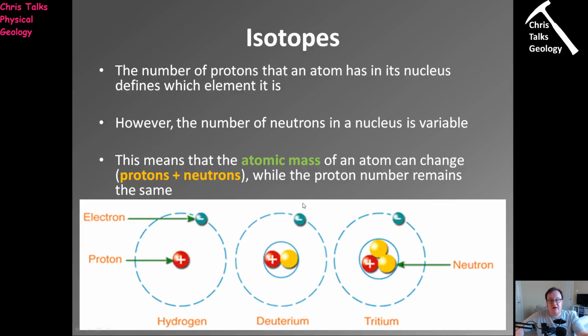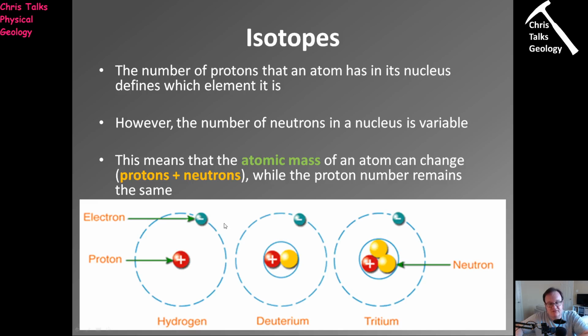Okay, so now we've got to think about what an isotope is. Isotopes are very, very important. The number of protons that an atom has in its nucleus defines the element. We just discussed that. However, the number of neutrons that a nucleus can have is variable. So this means that something which we refer to as the atomic mass, which is the number of protons plus the number of neutrons, can change.